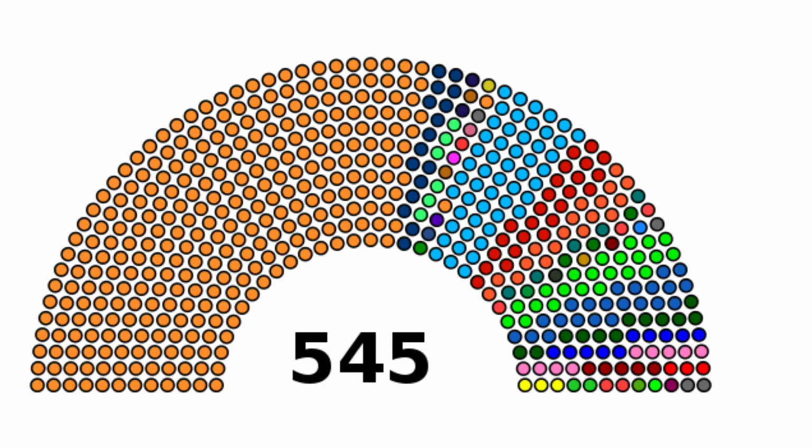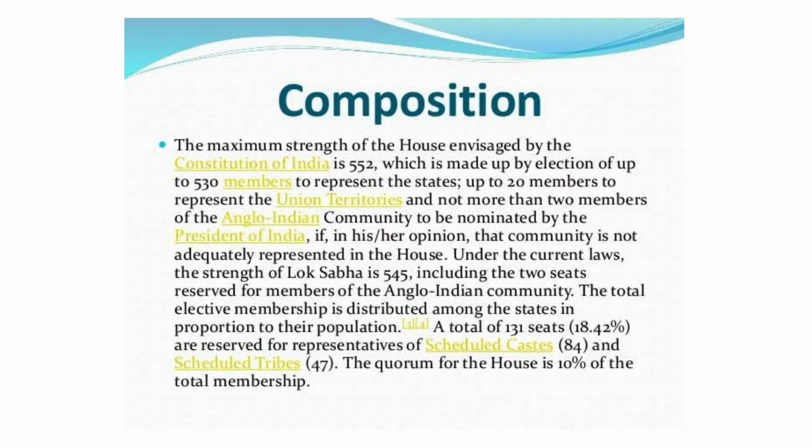Now the composition. The maximum strength of the Lok Sabha is 552. Of these, 530 members represent the states, 20 represent the union territories, and 2 are members from the Anglo-Indian community nominated by the President. Seats from certain constituencies are also reserved for representatives of the scheduled caste and scheduled tribes. The 16th session of the Lok Sabha had 545 members.